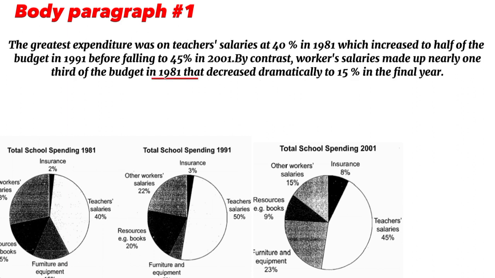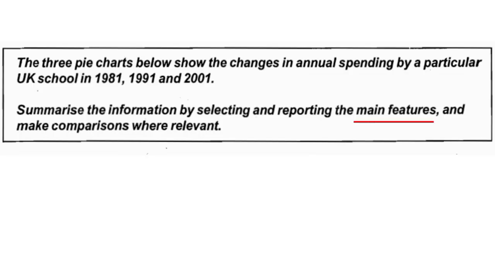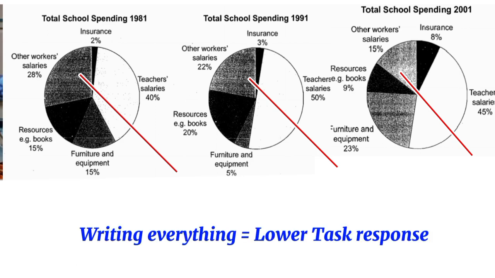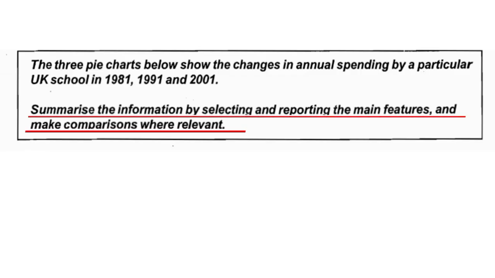In 1981, that decreased dramatically to 15% in the final year. Now here I made a jump from 1981 to 2001. I didn't mention anything about the 1991 total school spending because in the question it is mentioned that you have to report the main features, not every single data. And as the worker salary was continuously decreasing, I just said it decreased from 28% to 15%, which is the perfect thing to do. You remember that you don't need to add everything, because it will result in a lower score for the task response as you did not understand and follow the question properly.